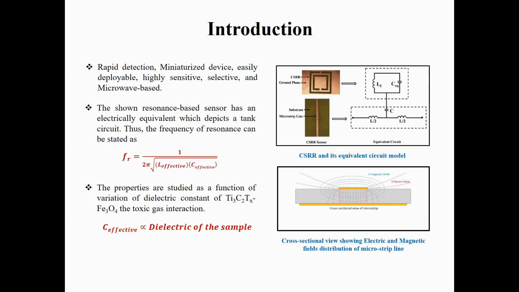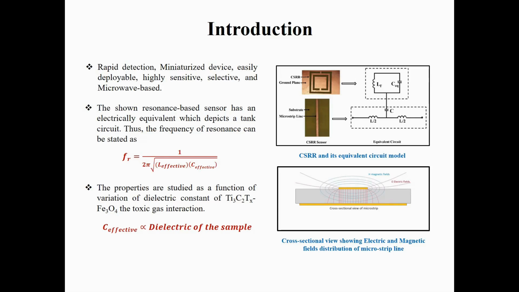So what are metamaterials? Metamaterials are nothing but a periodic arrangement of elements or structures whose size is much smaller than the incident wavelength. Because of this, they possess very unique properties like negative permittivity and permeability, and their resonant frequency depends upon the structure and size. Using this, we have developed the CSRR, the complementary split ring resonator.